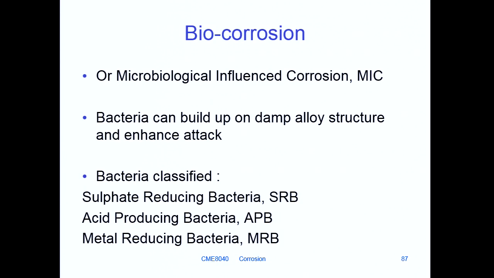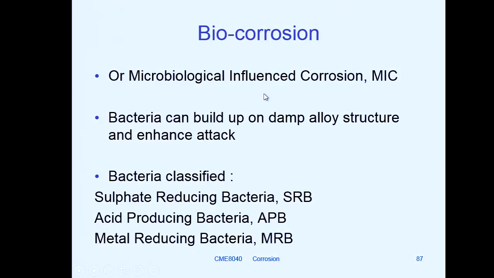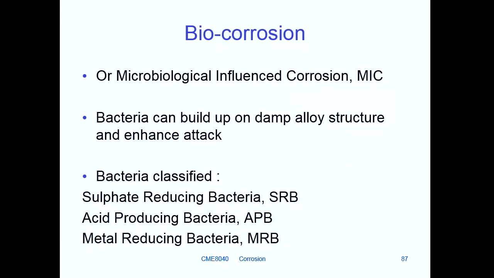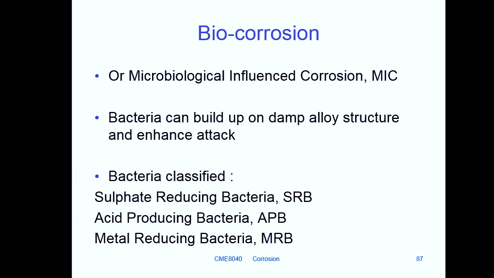So this type of corrosion has been around for a long time, but it was officially recognised as a mode of corrosion in the early 1890s. What happens in moist environments where you can get build-up of bacteria on the surface, you can get sludges and slimes built up on the surface that enhance localized corrosion. So you get predominantly pitting enhanced by the bacteria.